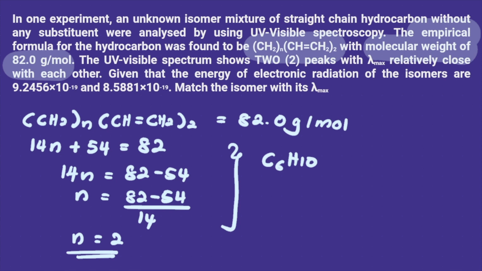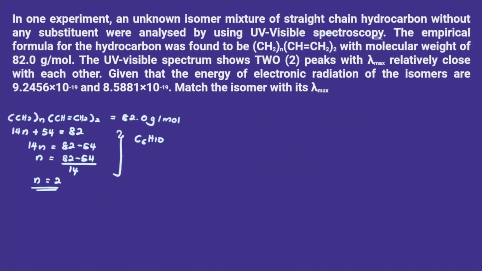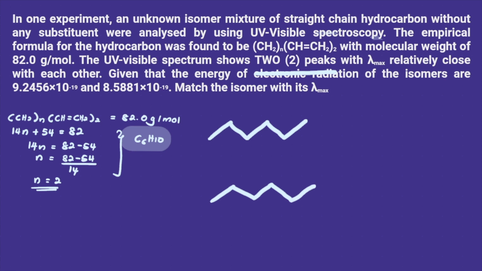Because we have two peaks, definitely we have two isomers. So now let's look at the possibilities of the hydrocarbon chain which reflects C6 and H10. So C6: 1, 2, 3, 4, 5, 6. There are six carbons, and because we know that there are two peaks, there are two isomers. I'm going to just write it like this. So C6 and H10, right?